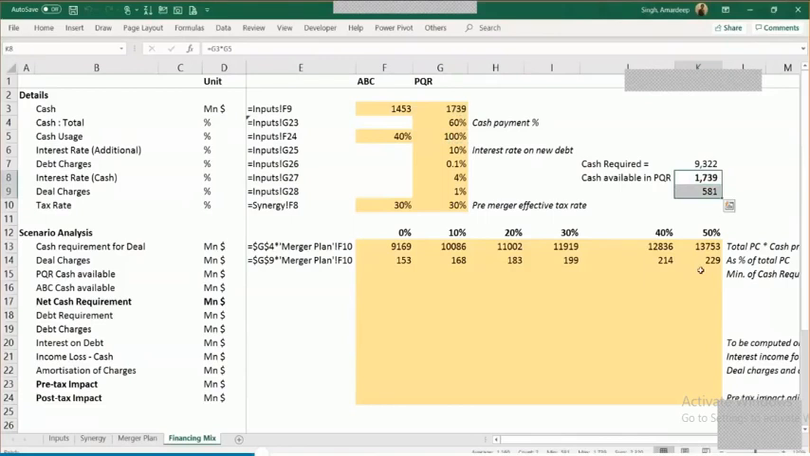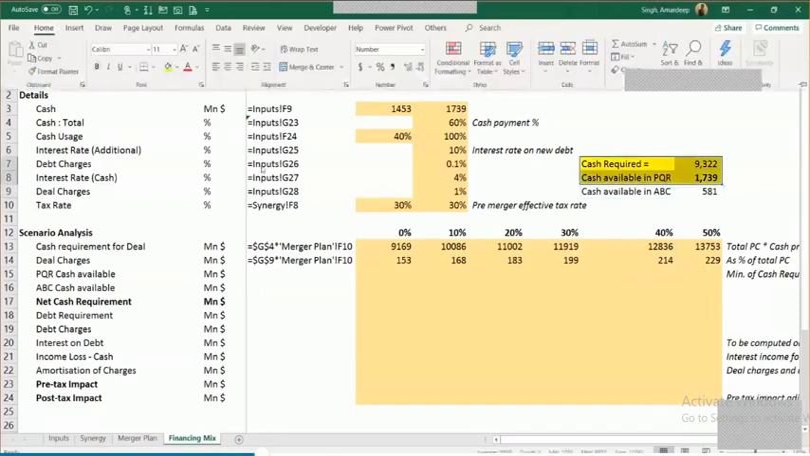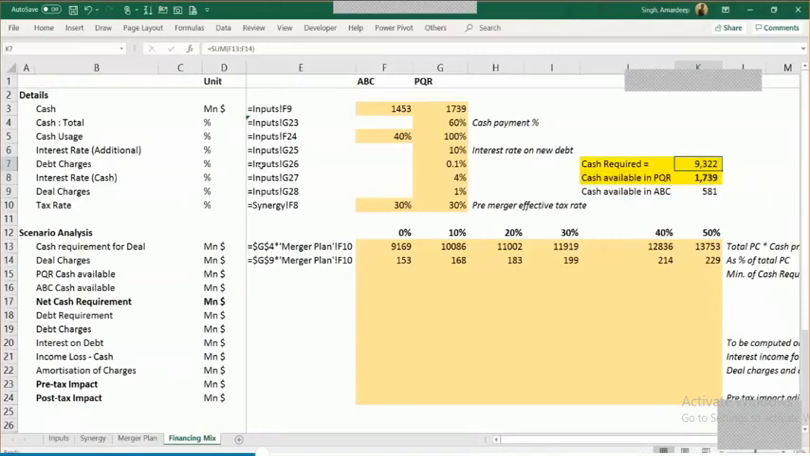So eventually what's going to happen? The balance portion I'm going to raise in the form of debt. So this is the amount of cash available in PQR. This is the amount of cash available in ABC. So let's do it one by one. Forget about ABC. Let's look at the first two cells now. If 9322 is the cash requirement and 1739 is the cash availability, then what is the amount of cash that I'm eventually going to use? Entire 1739.